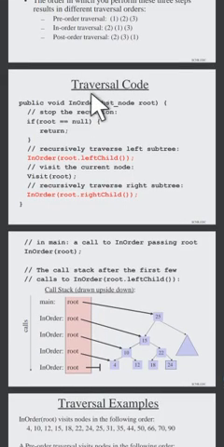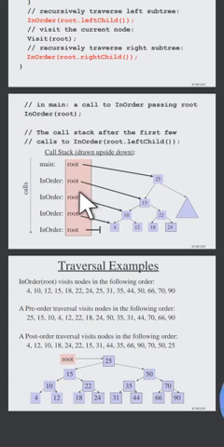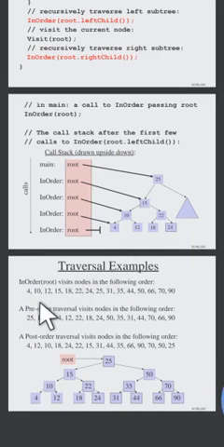This is the traversal code, a simple algorithm, and this is one example of how to traverse our binary search tree, and these are some more examples of how to traverse the binary search tree. And this is all about the binary search tree.